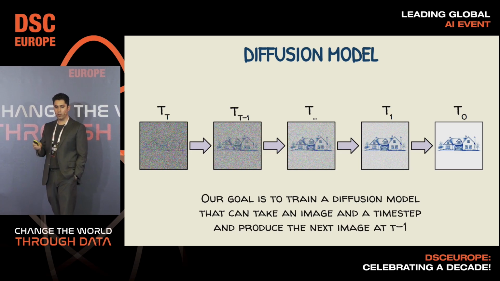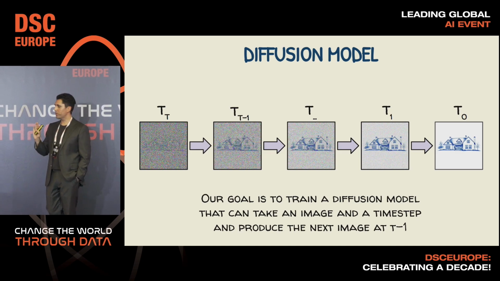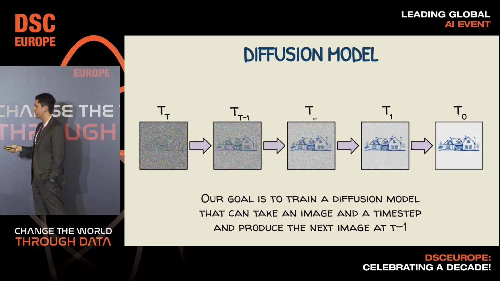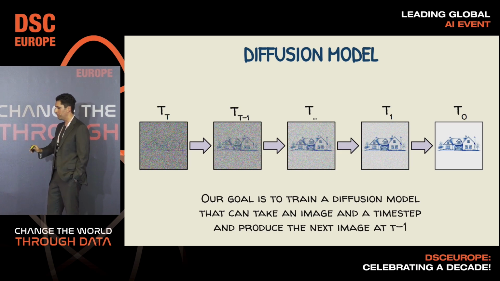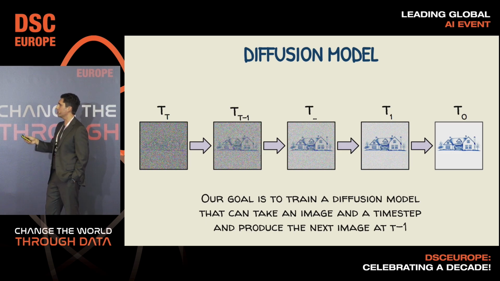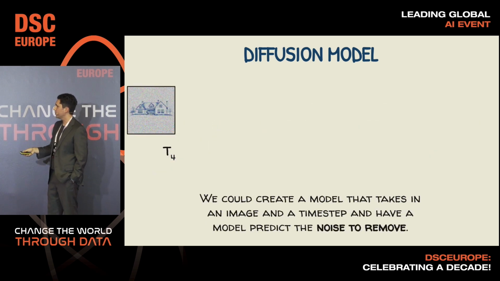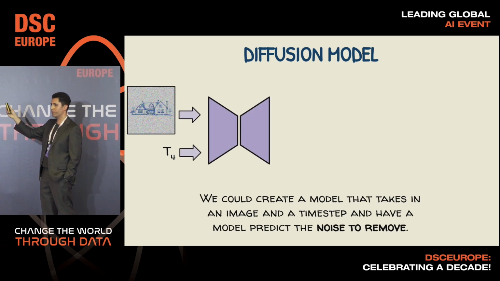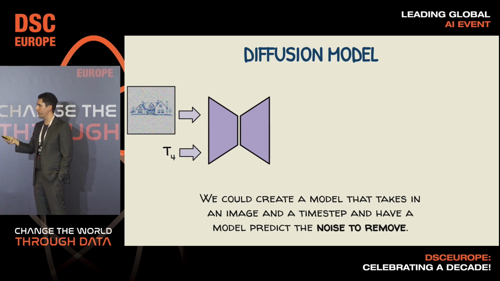And so our goal right now is to train some sort of diffusion model that can take an image and any time step and produce the next image at t-1. So it's base level. And then we'll introduce a trick that improves on this. So I would like to go from t to t-1, or t of 3 to t of 2. So if I have t of 4, so I have an image and its known time step, I'm going to pass this into some sort of autoencoder network, more on that later.